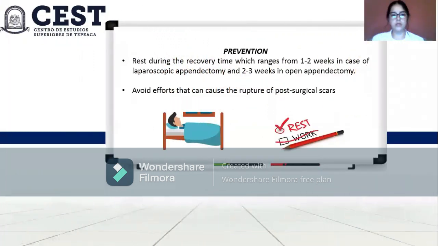Rest during the recovery time, which ranges from 1 or 2 weeks in case of laparoscopic appendectomy and 2 or 3 weeks in open appendectomy. Avoid efforts that can cause the rupture of post-surgical scars.